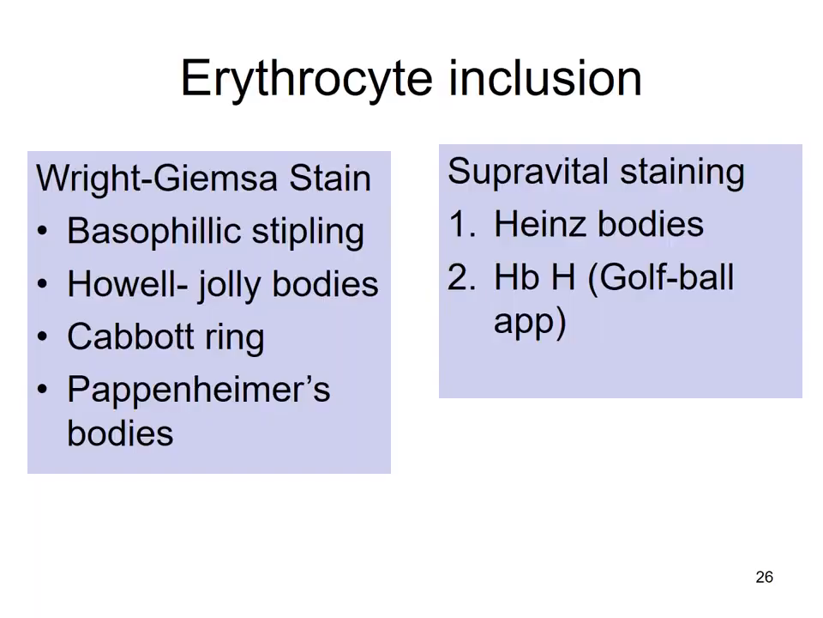There are some erythrocyte inclusions that we can see with Giemsa stain, such as basophilic stippling, Howell-Jolly bodies, Cabot rings, and Pappenheimer bodies. If we use supravital staining, we can see Heinz bodies and hemoglobin H, which looks like a golf ball appearance.